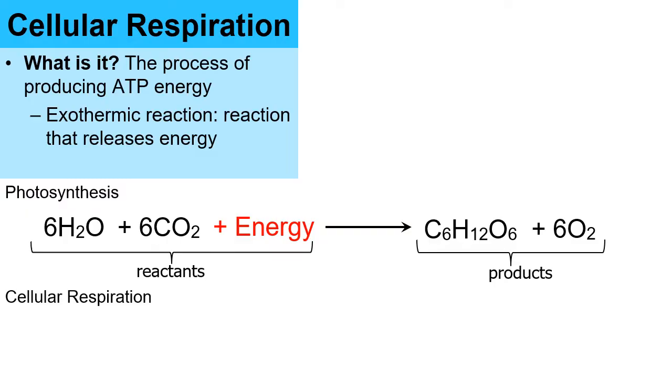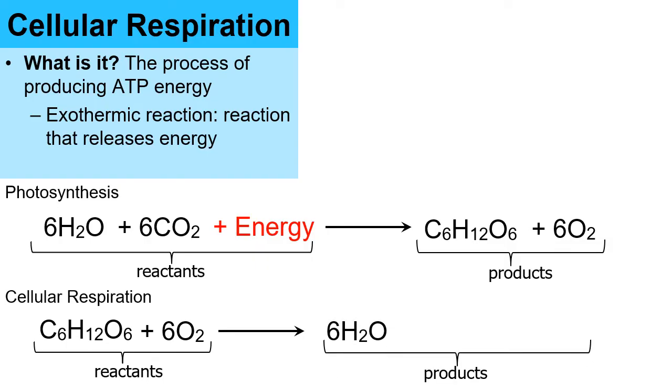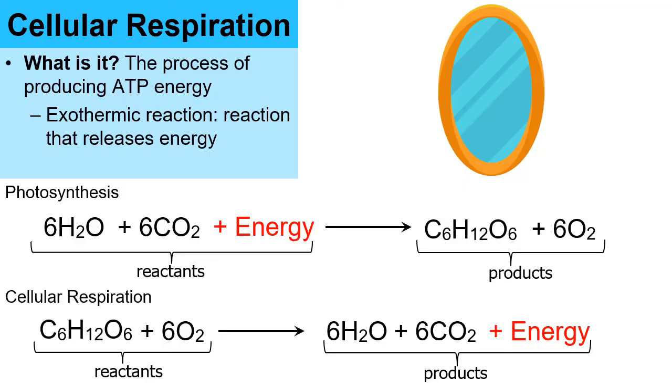Well, now let's look at cellular respiration. Let's look at the reactants first. A molecule of glucose and 6 molecules of oxygen will yield, let's look at the products, 6 molecules of water, 6 molecules of carbon dioxide, and energy. What I'm hoping you're noticing is that these chemical reactions are mirrors of one another. The reactants of one are the products of the other, and the products of one are the reactants of the other.